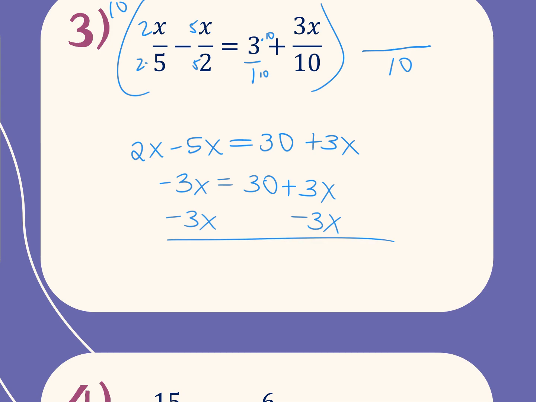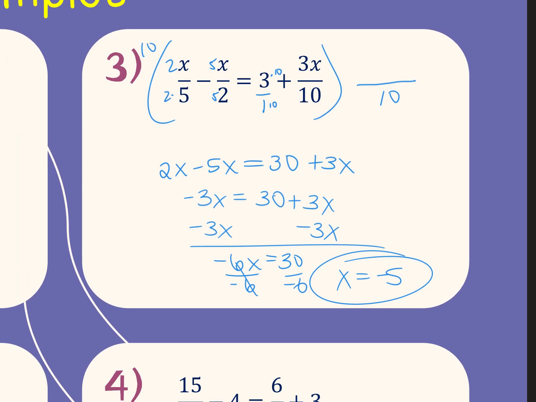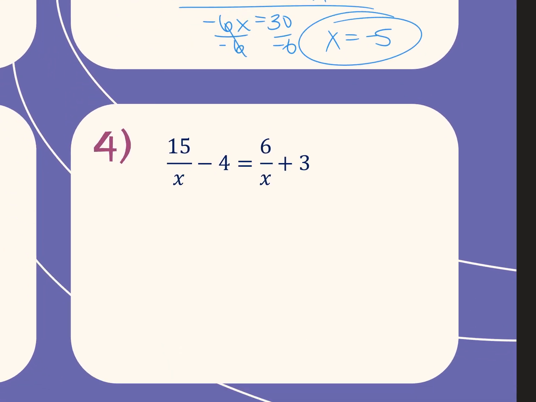I have negative 3x on both sides, so negative 6x equals 30. Divide both sides by negative 6, and what does x equal? Negative 5. Is there anywhere in this equation that if I plug negative 5 in, my denominator becomes 0? No. Perfect. Move along.